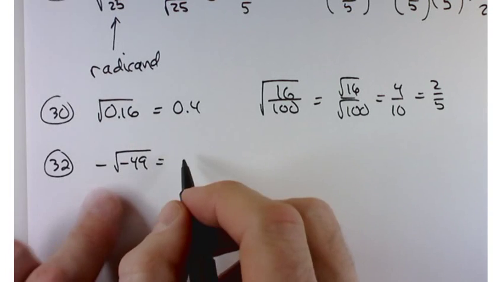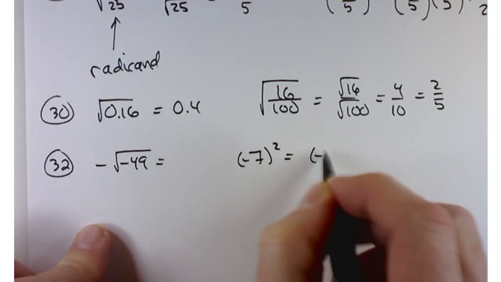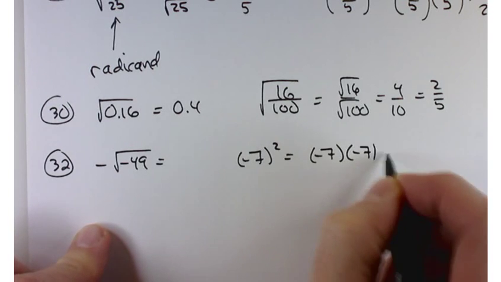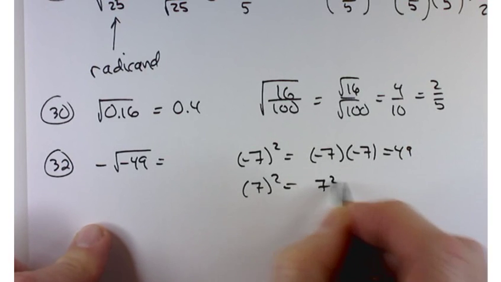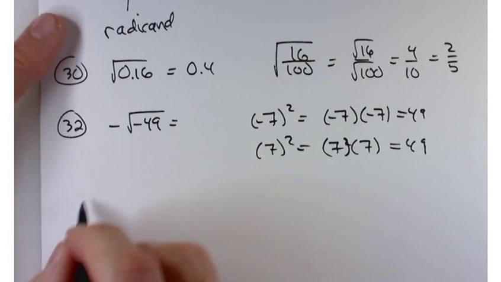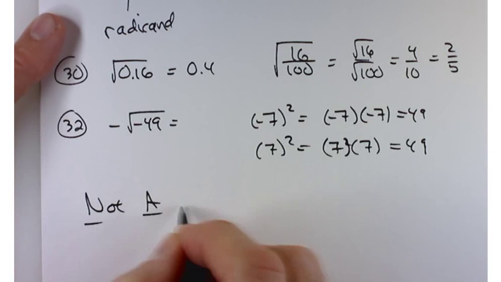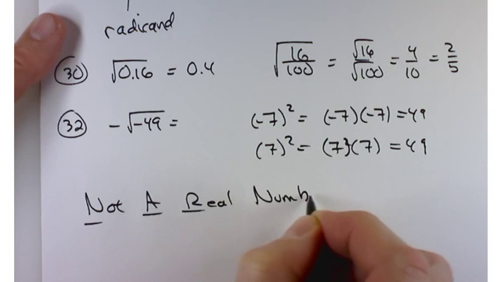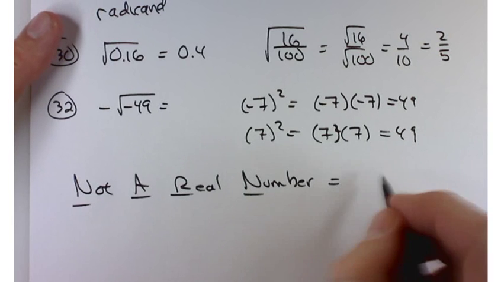So what's going on here, you can try a couple things. You can try negative 7. When I square that, I get positive 49. If you take positive 7 and square that, you still get positive 49. So basically, there's not a real number that satisfies this. And in this class, we abbreviate that.